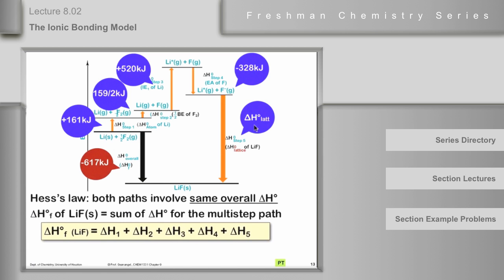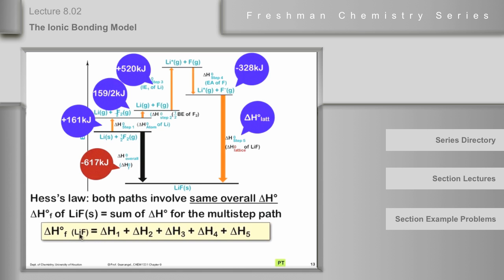That's the lattice energy. That's why we've been doing all this work, why my hair falls out and grows every semester. Okay? So, here we are. Delta H of formation of lithium fluoride, the length of the black arrow, is equal to plus 161 plus 159 over 2 plus 520 minus 328 plus delta H of lattice.